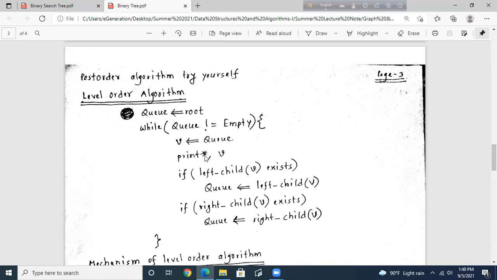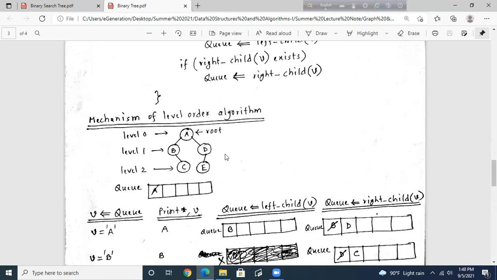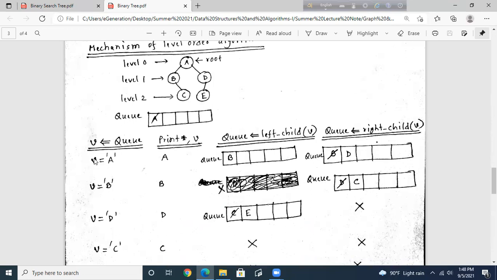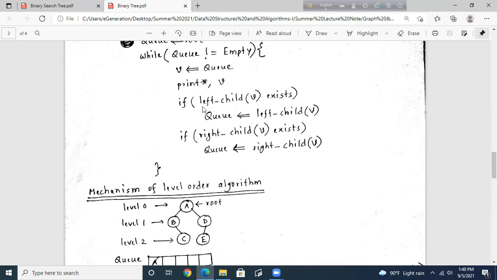Now the second line is print V. So I have print V. What is the value of V? The value of V is A. I have printed A. Now there is an if condition: if left of V exists, then left of V you have to insert into Q.